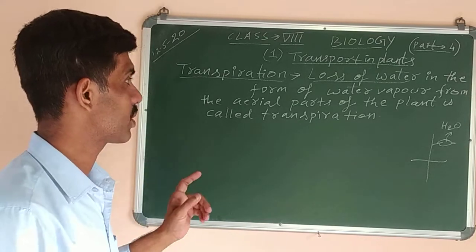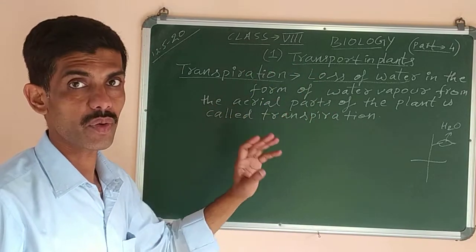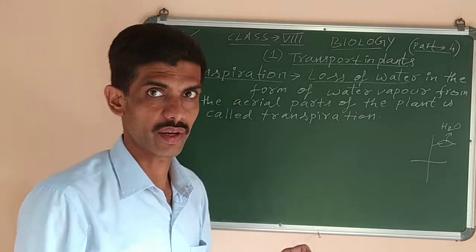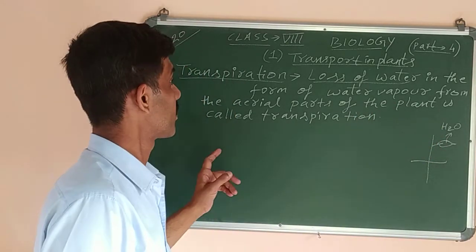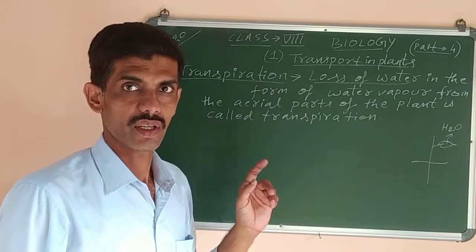Okay, so in this definition what you have to learn? Transpiration is loss of water, means plant is losing water. How? In the gaseous form, in the form of water vapor, not liquid water, okay, not solid water. From where? From the aerial parts, means from the leaves, stems, okay.